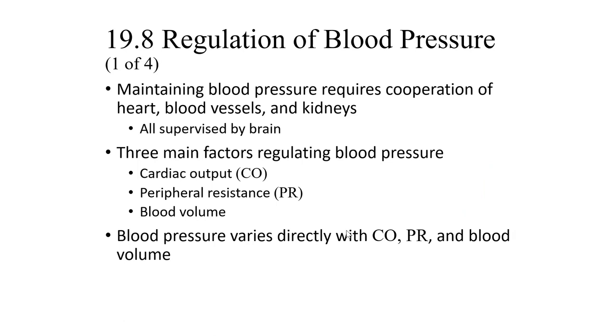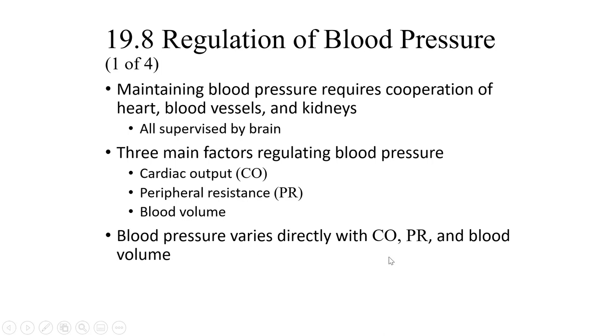So, maintaining blood pressure. How is blood pressure regulated? Well, maintaining blood pressure requires cooperation of major organs in the cardiovascular system, the heart, the blood vessels, and then an organ that is outside of our cardiovascular system, which will be the kidneys. And all of these are supervised by the brain. There are three main factors regulating blood pressure. That will be the cardiac output, the peripheral resistance, and the blood volume.